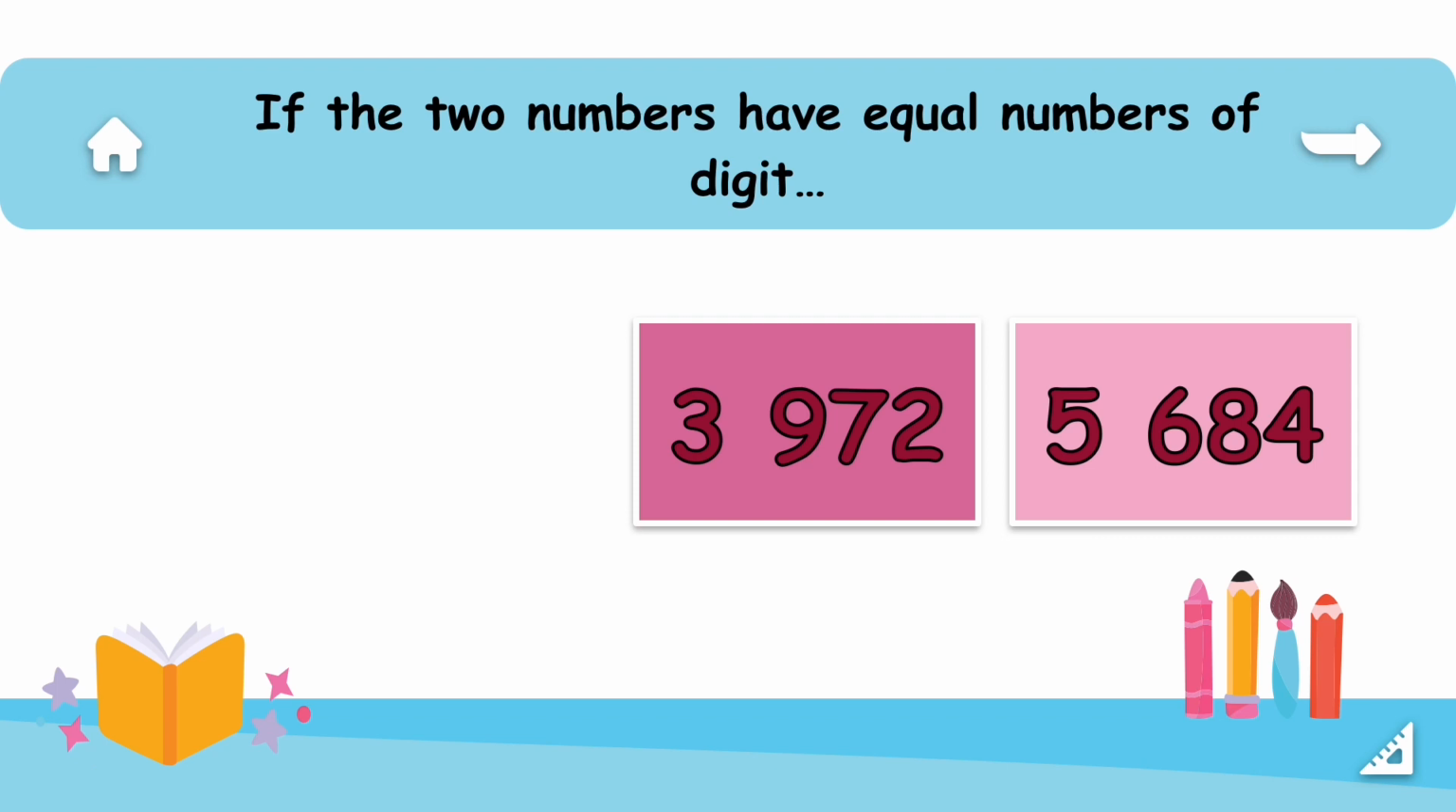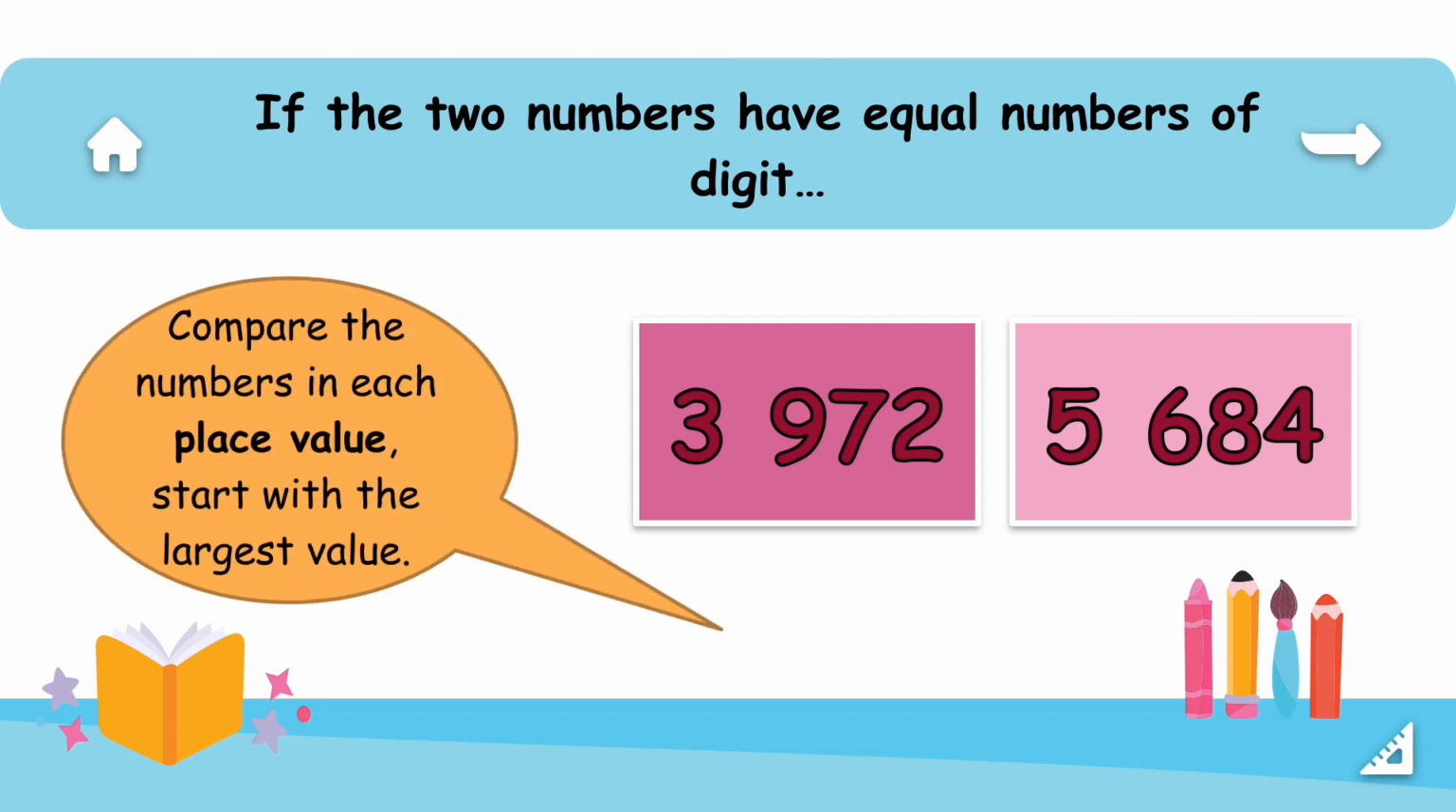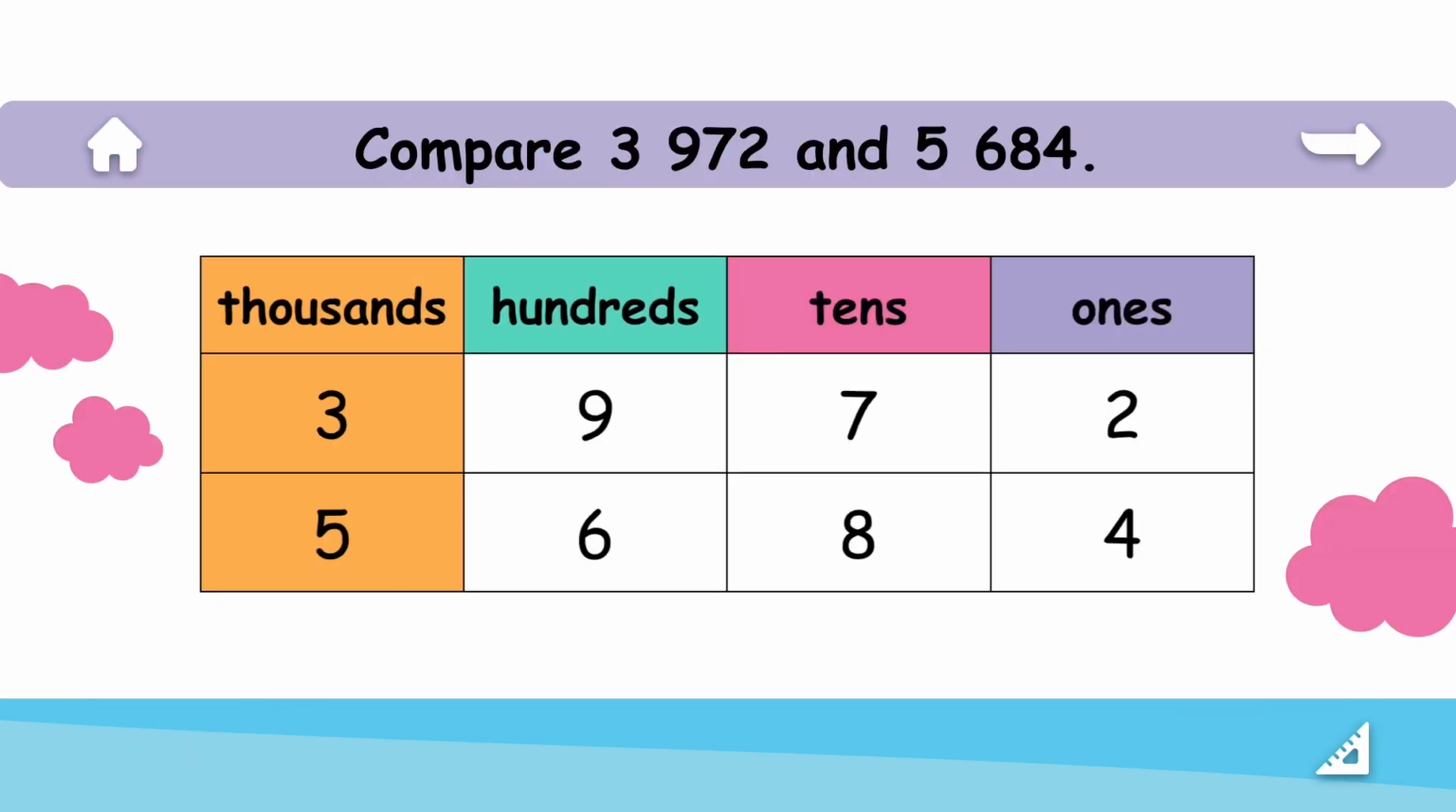3972 with 5684. As you can see, both numbers are made up of 4 digits. So to compare numbers that have an equal number of digits, we need to compare the numbers in each place value, starting with the largest value to the smallest value. The first number is 3972 compared with the second number, which is 5684. To compare this, we need to compare from the place value which is the largest value to the smallest value. Let's look at the thousands first.